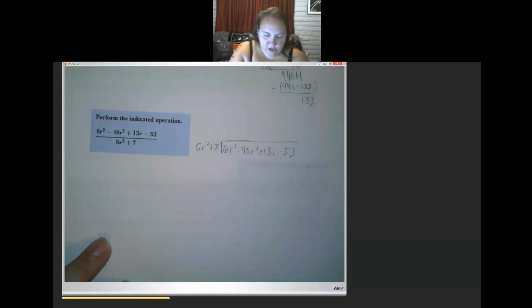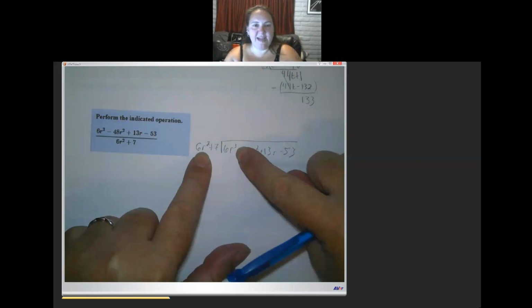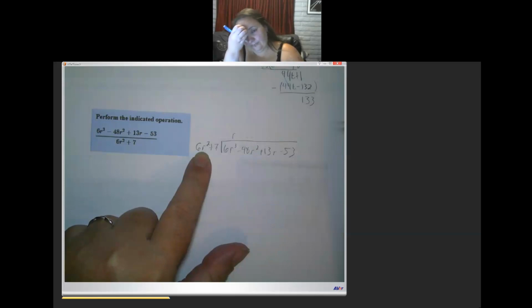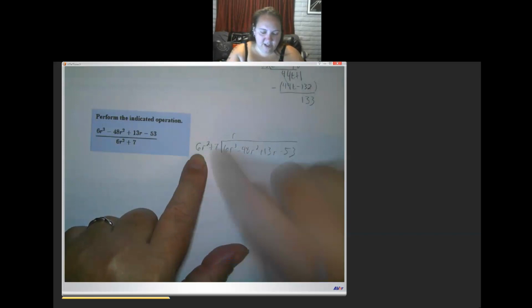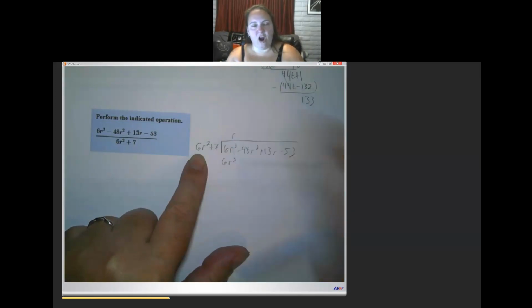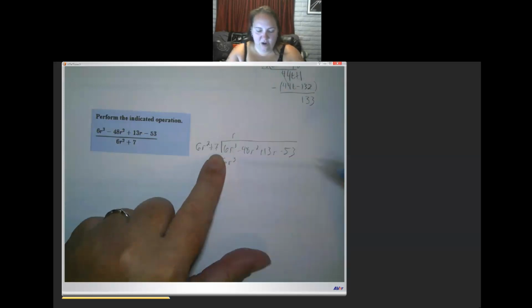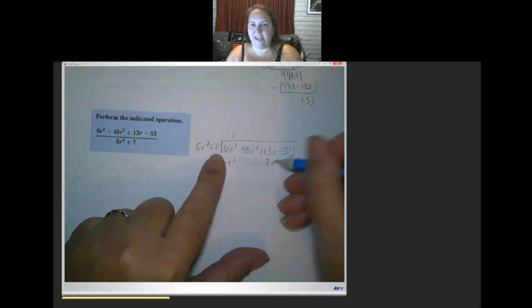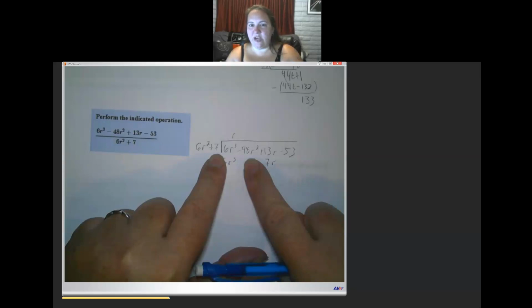Okay, so what do I multiply a 6r squared by to make it a 6r to the third? That's going to be just an r. R times 6r squared is 6r to the third. R times 7 is 7r. I'm going to put that over here under the like term. I'm not going to put that here because 48r squared would not combine with the 7r, right? But the 13r will combine with the 7r.